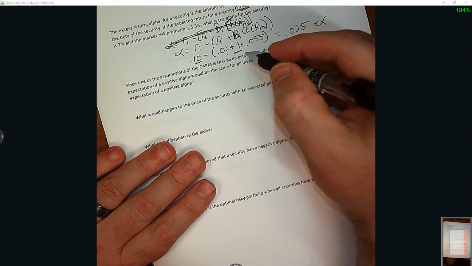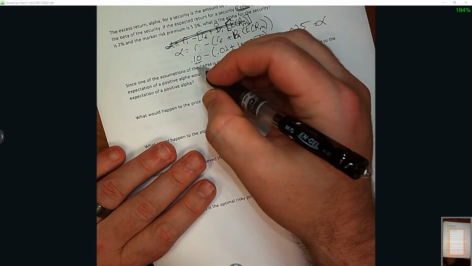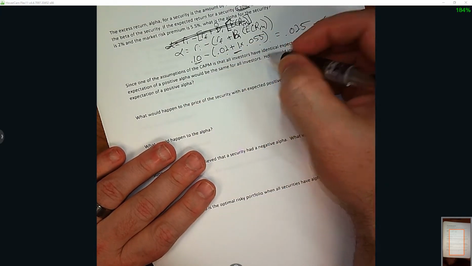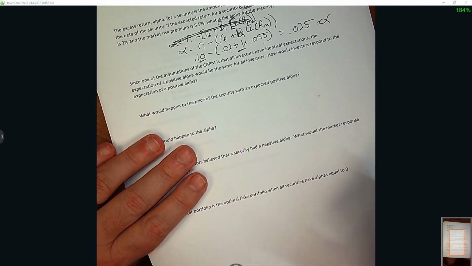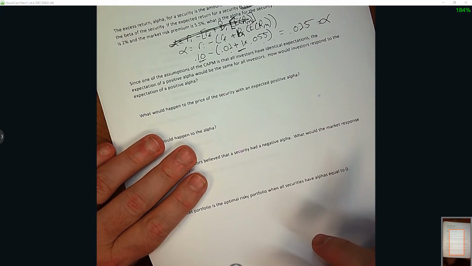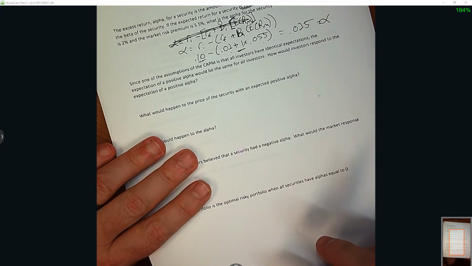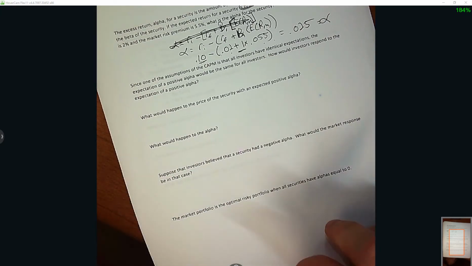Since one of the assumptions of the CAPM is that all investors have identical expectations, the expectation of a positive alpha would be the same for all investors. So in other words, if we said, hey, this firm's doing really well, they're going to have excess positive returns. How would investors respond to the expectation of a positive alpha? If you were fairly certain and you shared the same idea that a firm was going to perform really well relative to its level of risk, what would you do? Would you go out and buy the stock or the investment? Would you sell it right now, or would you not do anything? Most investors would see this opportunity and go out and buy the stock.